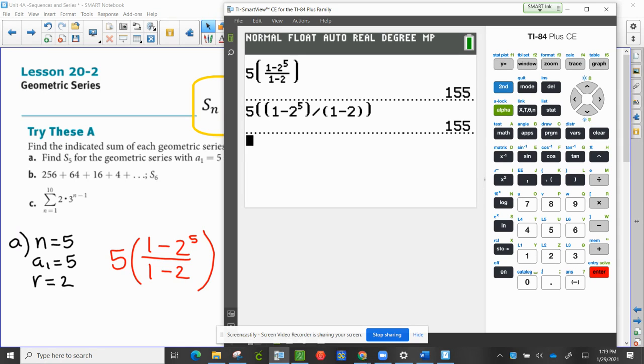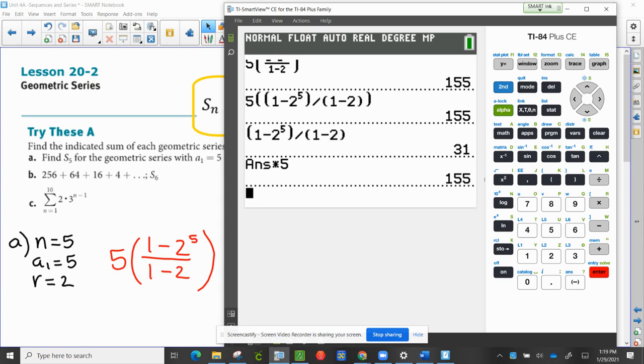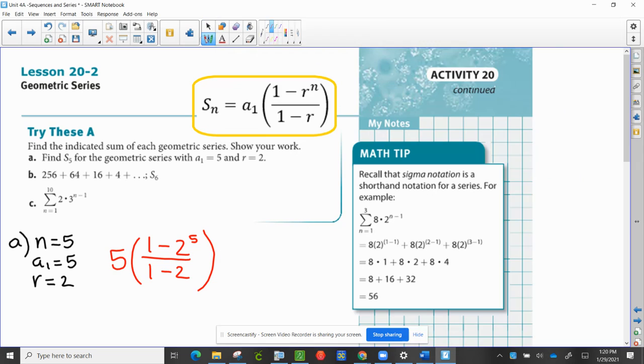The last way I can show you is if you just do the fraction part first. So 1 minus 2 to the 5th divided by our denominator, 1 minus 2. You can hit enter and then times it by 5. You'll get the same answer either way. So I got 155 for all three of these answers. Again, it just depends on what kind of calculator you have, how you feel comfortable typing it in. But there's our answer, 155.